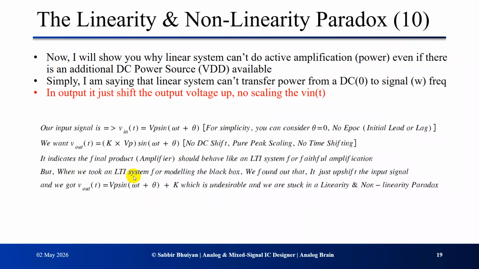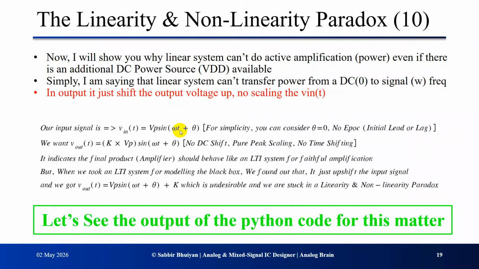But when we took an LTI system for modeling the black box, we found out that it just upshifts the input signal, and we got v out equals Vp sine omega t plus theta plus that constant, which is undesirable, and we are now stuck in a linearity and non-linearity paradox. Let's see the output of the Python code for this matter.